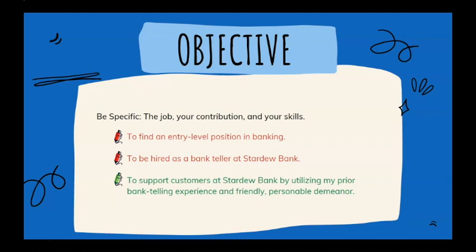In these first two examples, the objective is too broad. To find an entry-level position in banking, it doesn't mention the specific bank, doesn't mention how you're going to contribute or what your skills are. It's really just what you want to get out of it, which is to get a job. The second one gets a little more specific.